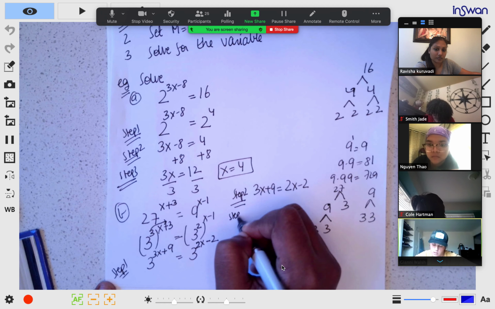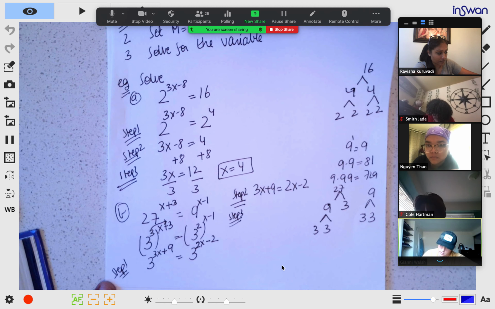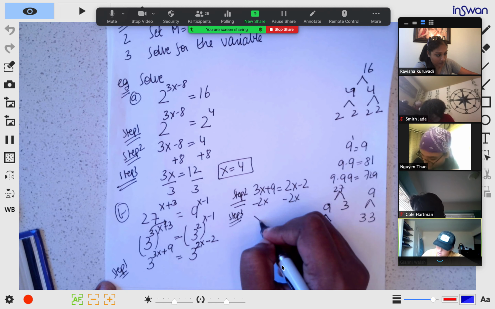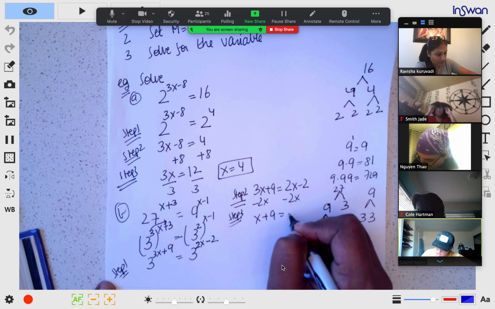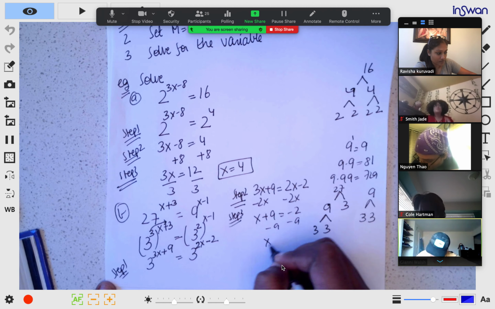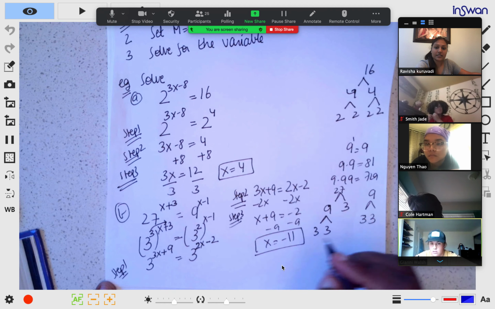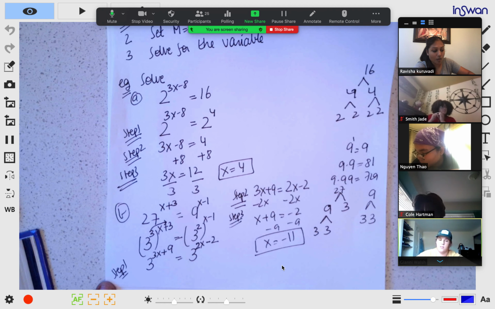Then for step 3, we're going to solve for the variable. So minus 2x and then minus 9. So then you get x equals negative 11. Perfect, yes. Very common mistake here.